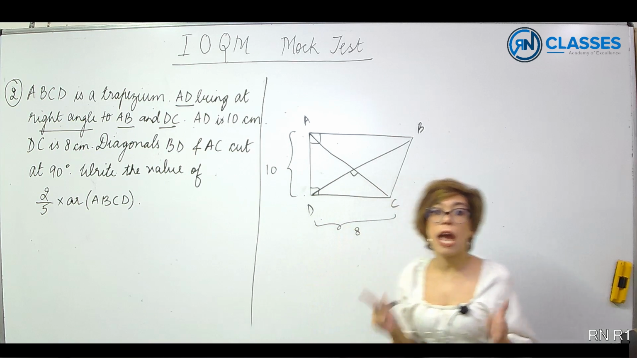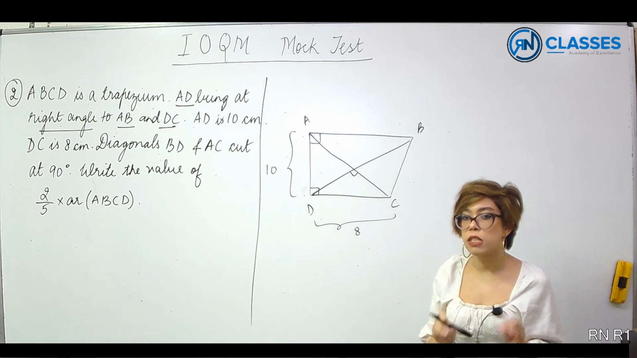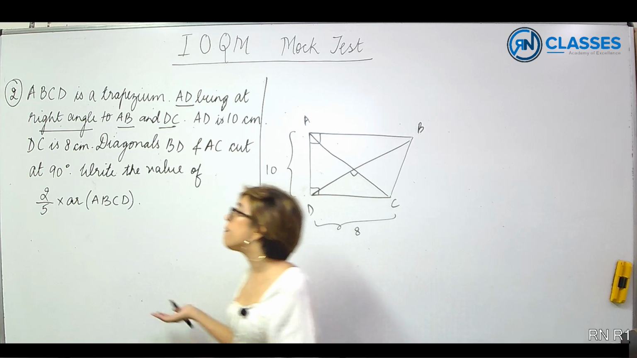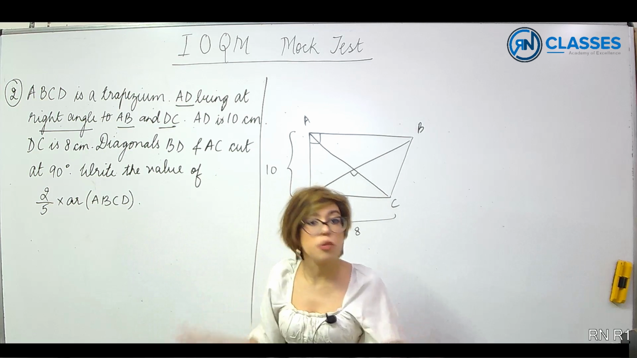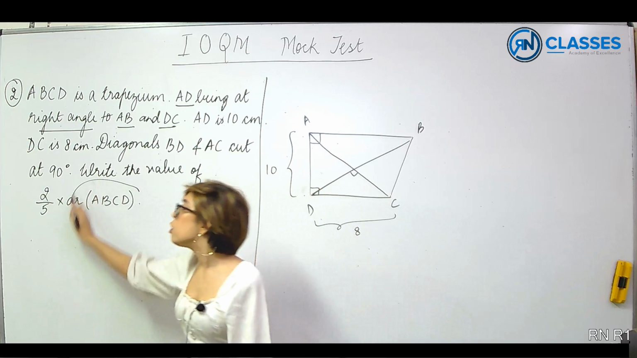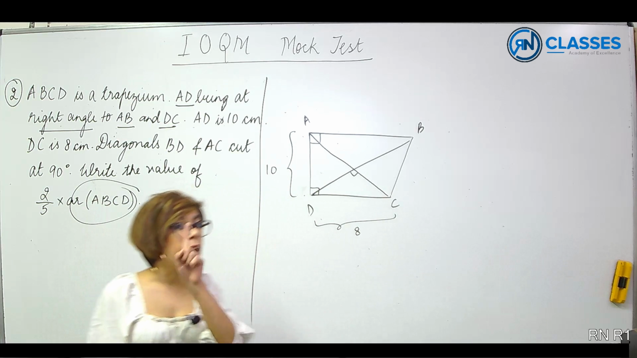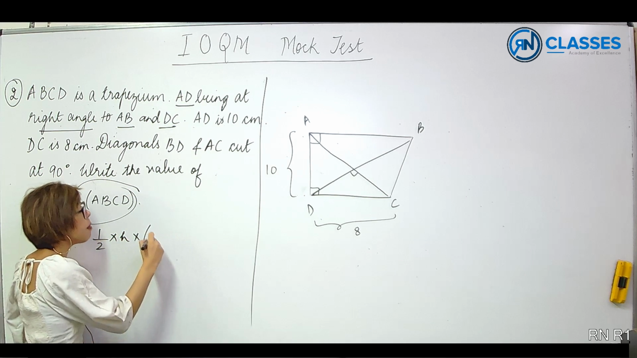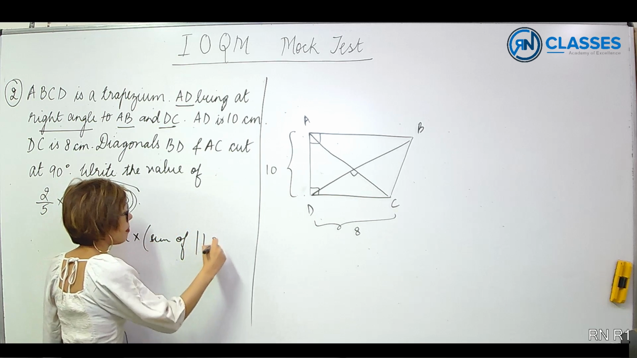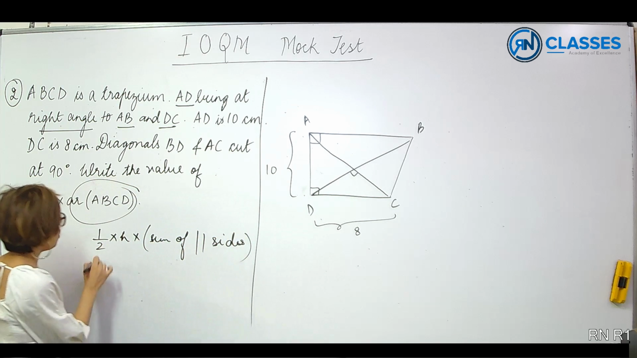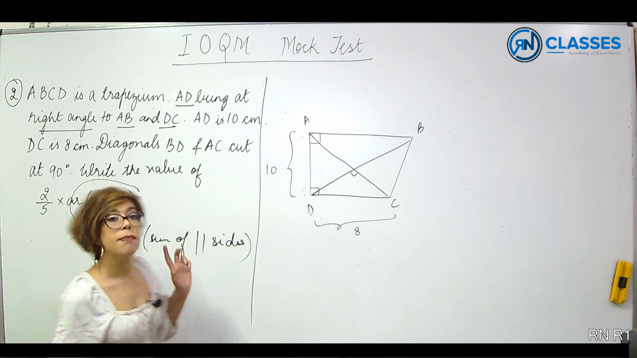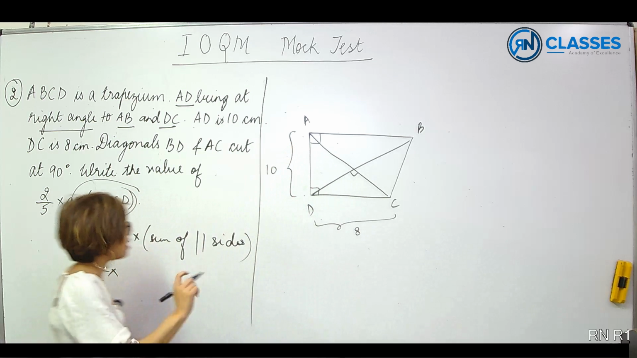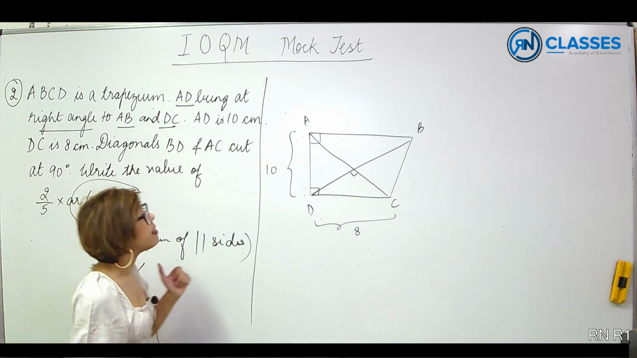Since it's a geometry question, I would advise please write all of these things in your diagram. Right? Now he says write the value of 2 by 5 into area of ABCD, which is trapezium. That means indirectly I need to find the area of trapezium. Now I know that area of trapezium is nothing but half into height into sum of parallel sides. Right? Now let's see what do I know. Do I know height of the trapezium? Answer is yes. Because I already know this length, which will be the height of the trapezium, which is 10. Into sum of parallel sides.